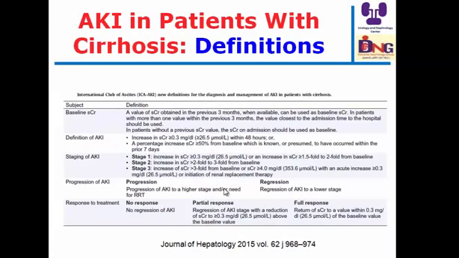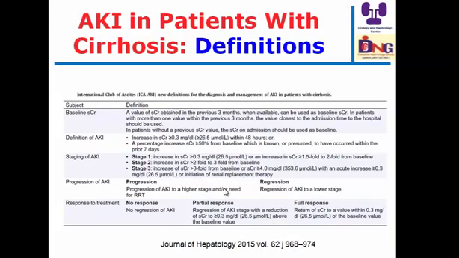KDIGO: 0.3 within 48 hours, or 1.5-fold of creatinine to 2-fold within 7 days, and the stages as I mentioned. Progression: if the patient progresses from one stage to a higher stage, this is progression. Regression: if the situation regresses from a higher stage to a lower stage. Then the response to treatment: no response, no regression. Partial response, regression of AKI stage with a reduction of serum creatinine. And full response, return to a value within 0.3 milligram of the baseline value.